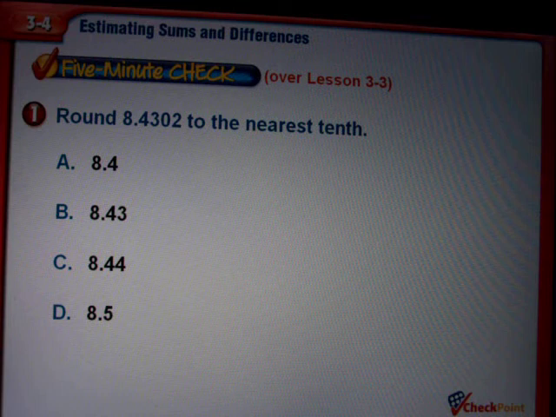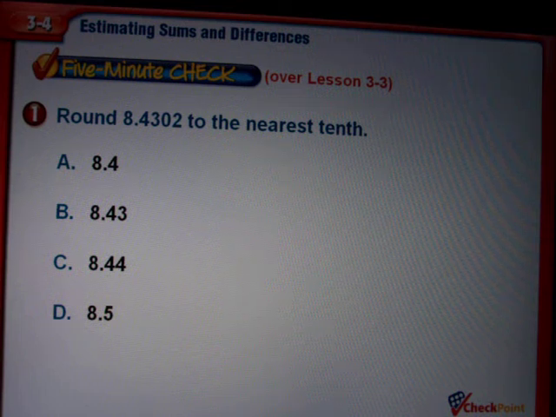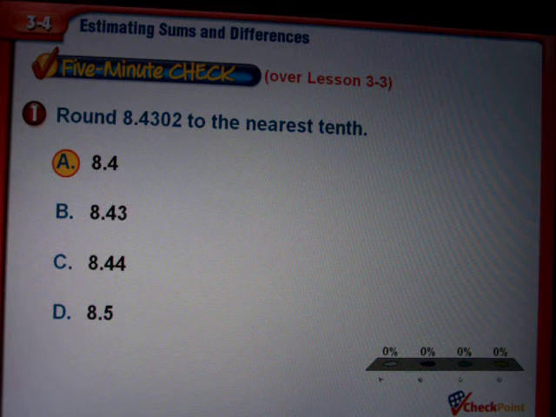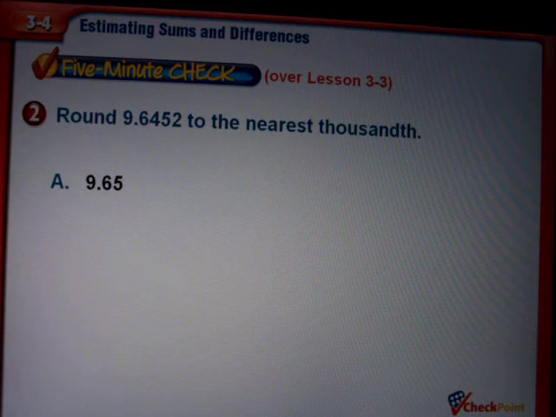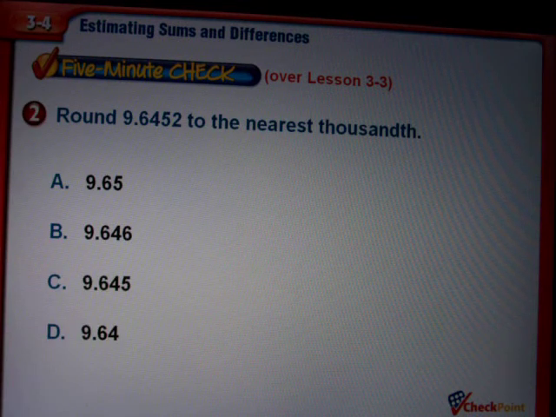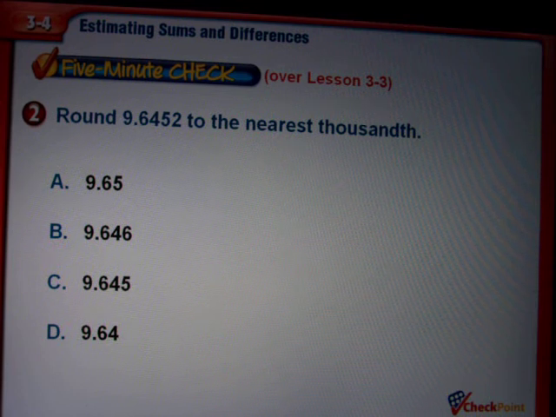Is it A, 8 and 4 tenths, B, 8 and 43 hundredths, C, 8 and 44 hundredths, or D, 8 and 5 tenths? And your answer is A. Now we're going to round 9 and 6,452 ten-thousandths to the nearest thousandth.